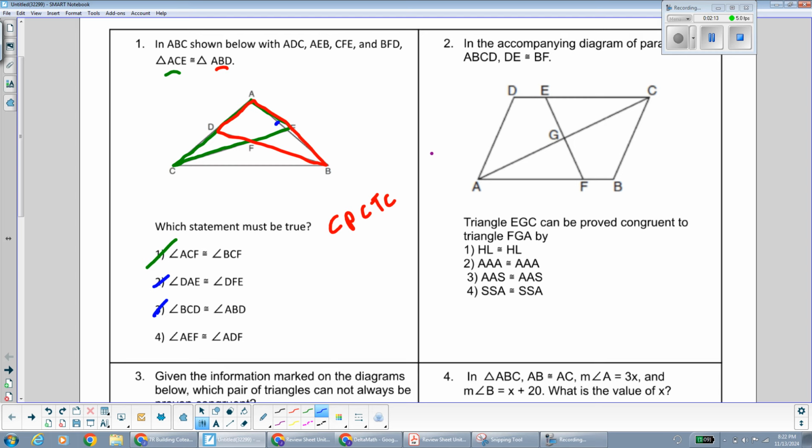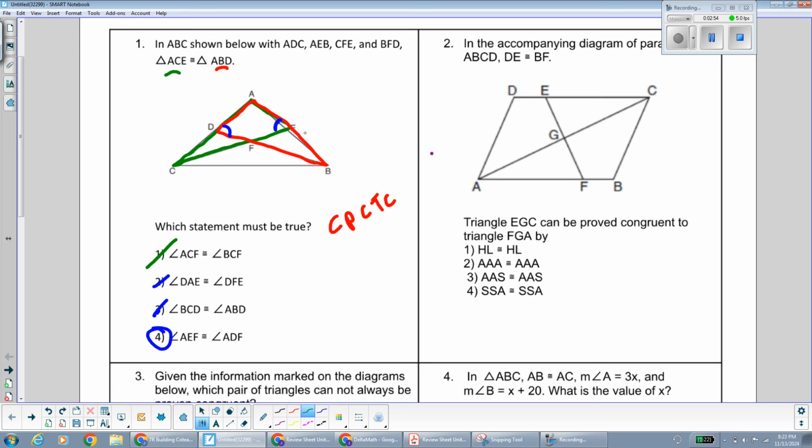AEF and ADF. This is an angle in the red triangle. This is an angle in the green triangle. Let's check that they correspond. This is also AEC. AEF is the same thing as AEC. So that's first, third, second letter. So it should match up to first, third, second letter, which is ADB, which is what we have here. So this is good. Perfect.